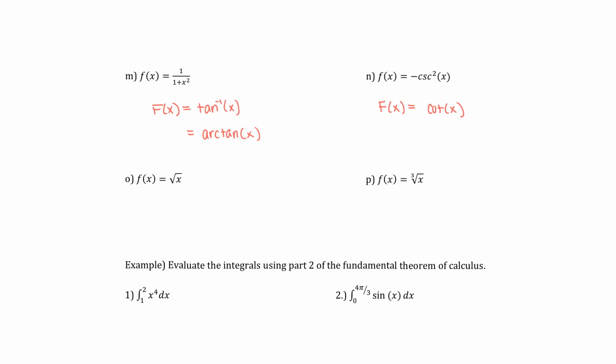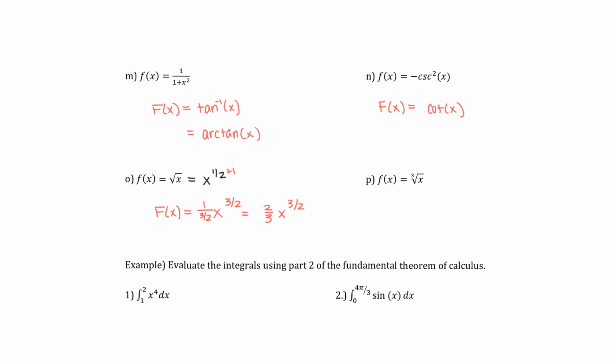It's going to help me if I rewrite this as x raised to the 1/2. And then I'm just going to be using that rule that I developed earlier in part D. So the antiderivative is going to be x raised to the 1/2 plus 1. I need to add 1 here, giving me a 3/2. And then out front, I'm going to have 1 over 3/2. So when I simplify this, I get 2/3 x to the 3/2. And that would be the antiderivative.